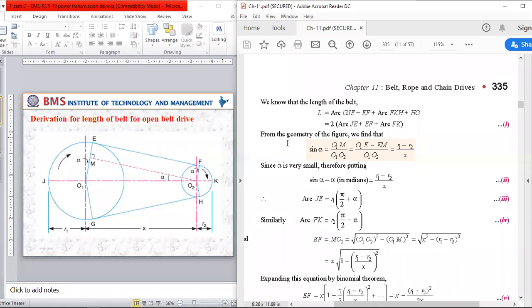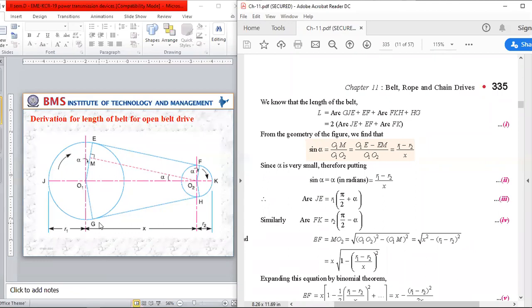Now from the geometry of this figure, we can find sin alpha. As we discussed, sin alpha is equal to R1 minus R2 by O1O2, where O1O2 is the central distance between the two pulleys. Since alpha is comparatively very small, sin alpha is equal to alpha. So alpha is equal to R1 minus R2 by X. Once I have this, I will go to the length of arc JE.